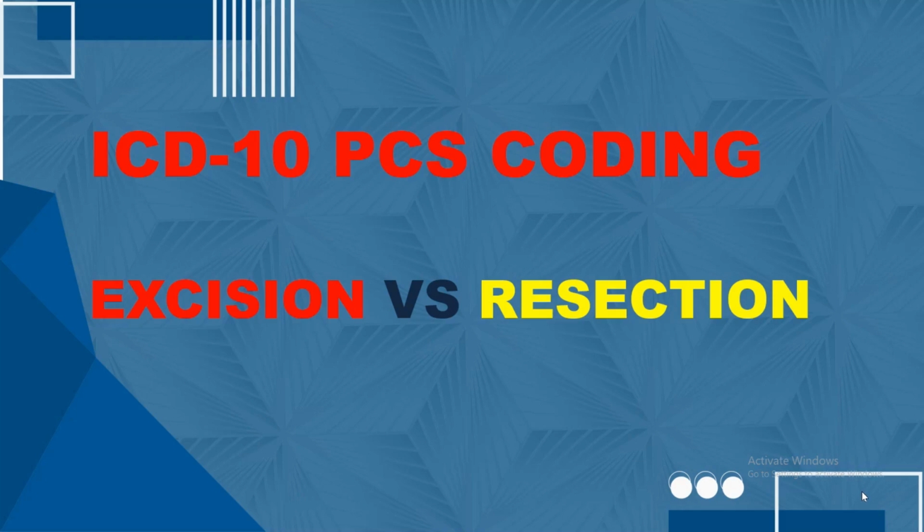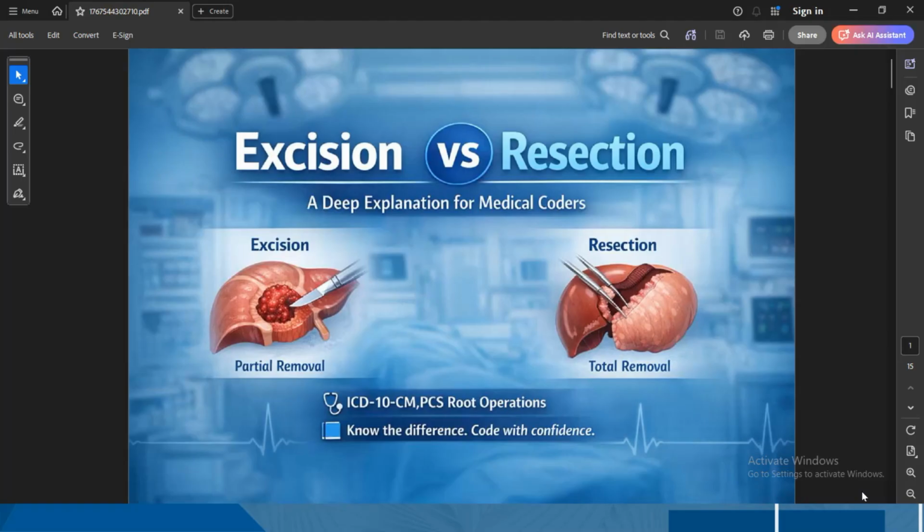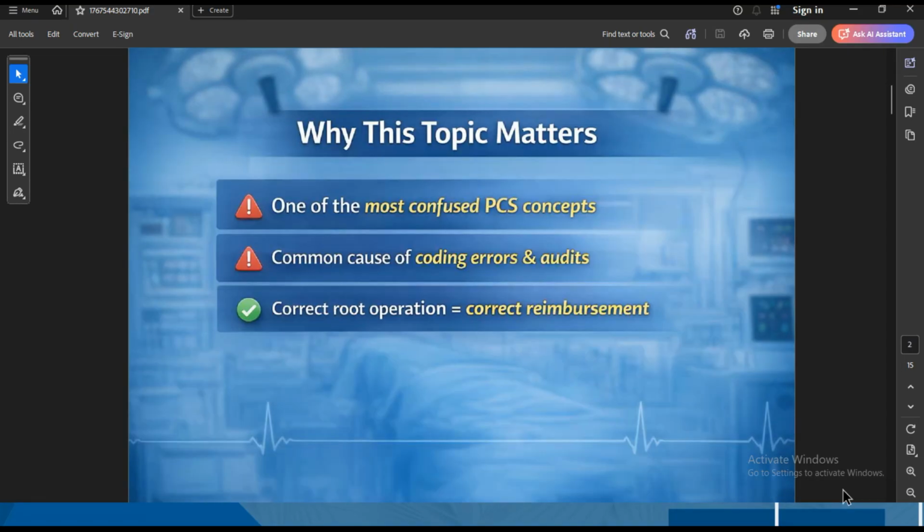In ICD-10 PCS coding, which we use for inpatient procedures, two root operations that most coders feel are confusing and complicated are excision and resection. After watching this session, you will be comfortable coding excision as well as resection, which we will learn during this session. Why is this topic very important?